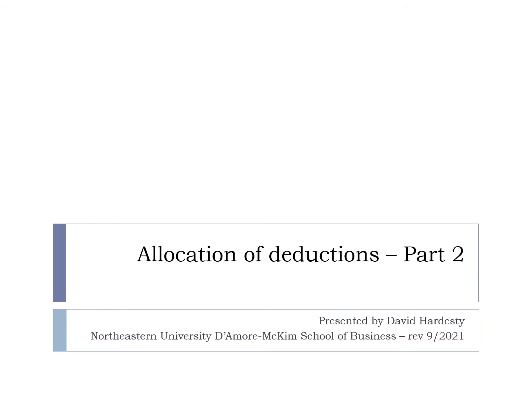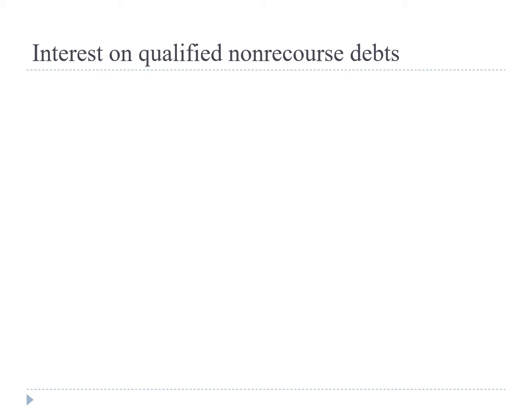This is part 2 of the lecture on the allocation of deductions related to business income. Now let's discuss the allocation of interest on qualified non-recourse loans.